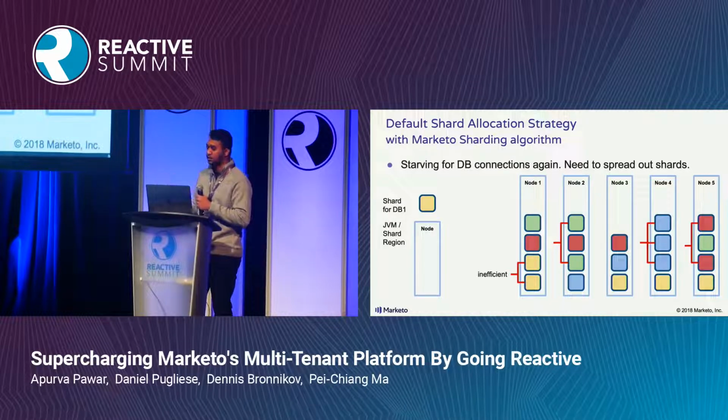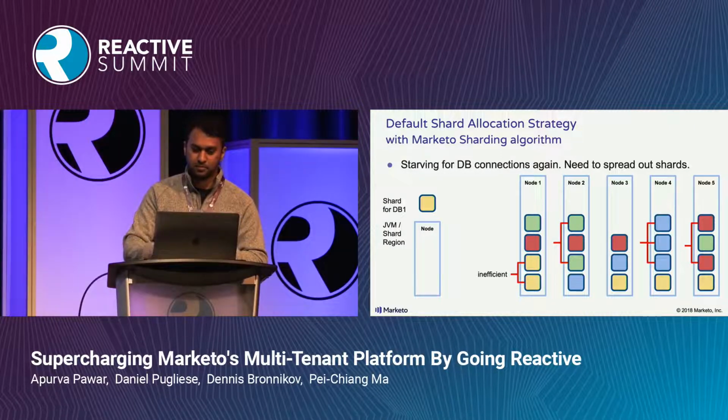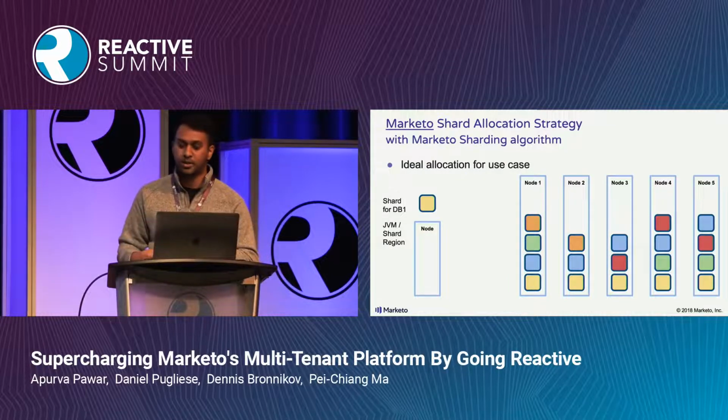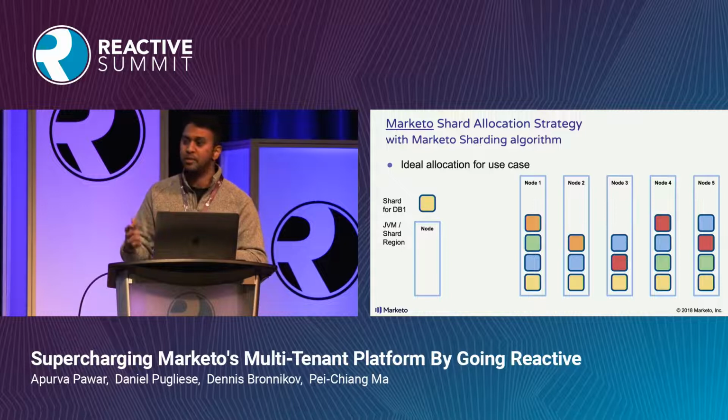So what do we do to fix this? We need to spread out shards from a DB as much as possible as well. So we went ahead and implemented our own allocation strategy to do just that. This is how it would look with our own allocation strategy. All shards from the same DB are spread out. And now let's see how new shards will be allocated with this one.